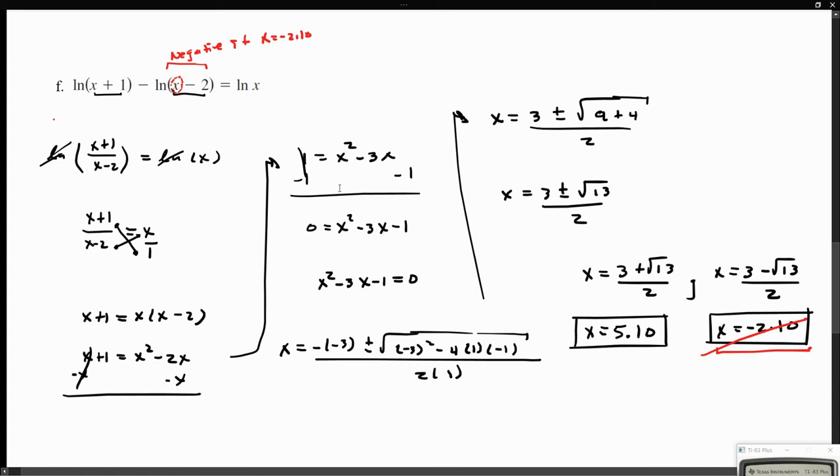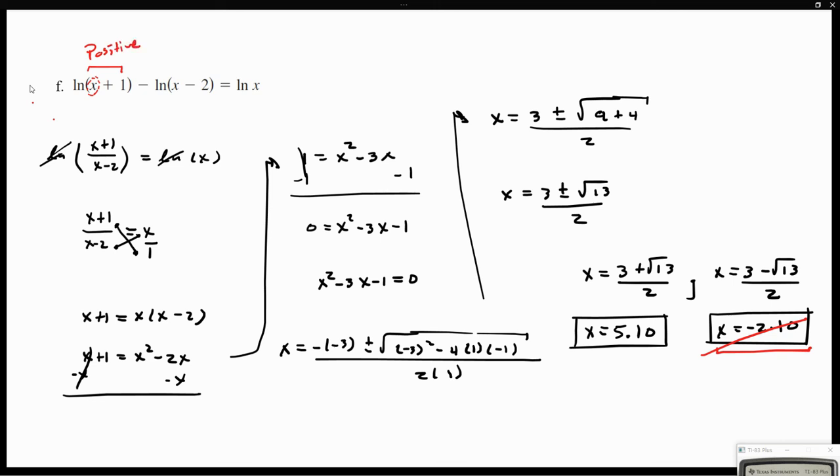Now, let's take a look at 5.10. So let me just erase that. So if we plug in 5.10 here, notice that the whole inside is still going to be positive. If I plug in 5.10 here, 5.10 minus 2, this is still positive. So notice that we don't have negatives inside the ln when we set our value to be 5.10. So this is the only solution.